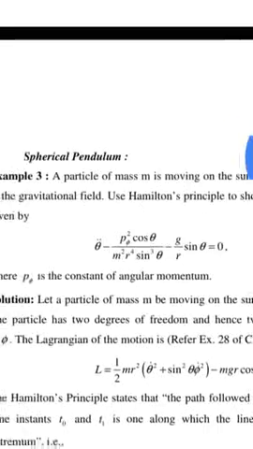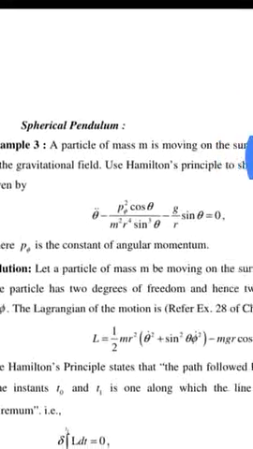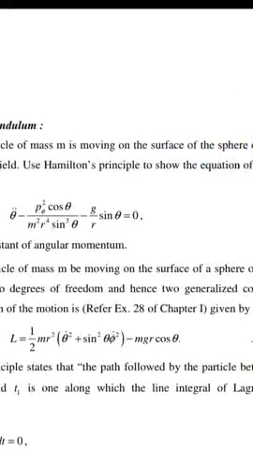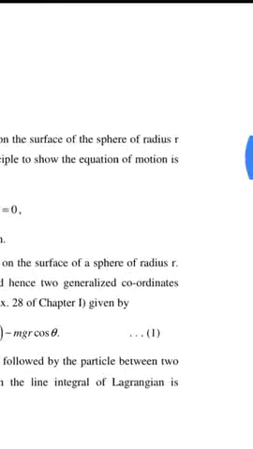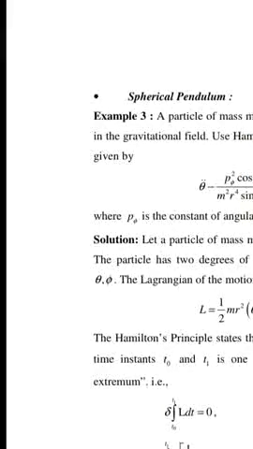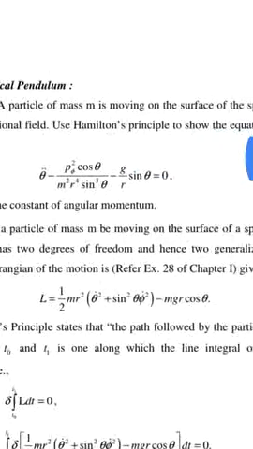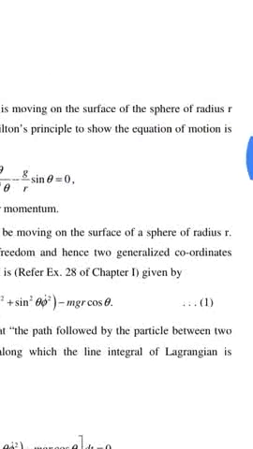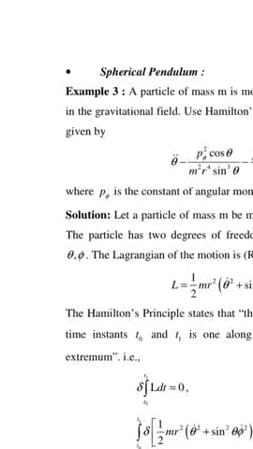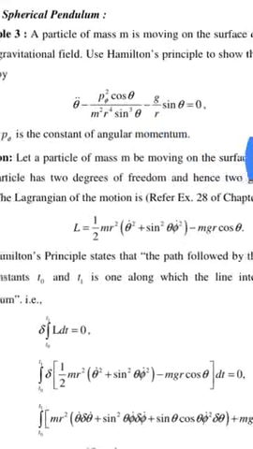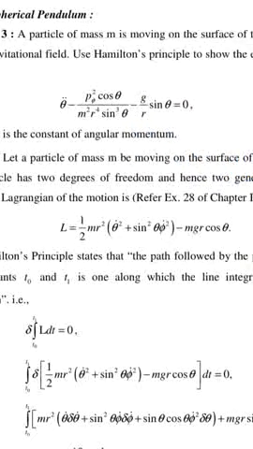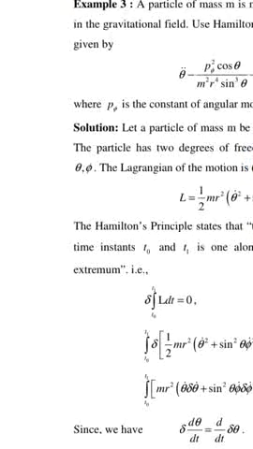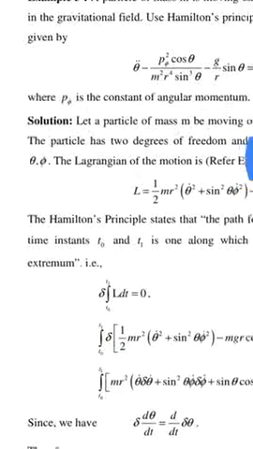Spherical pendulum. A particle of mass m is moving on the surface of a sphere of radius r in the gravitational field. Use Hamilton principle to show that the equation of motion is given by θ̈ − p_φ² cos θ / (m² r⁴ sin³ θ) − (g/r) sin θ = 0, where p_φ is the constant of angular momentum.